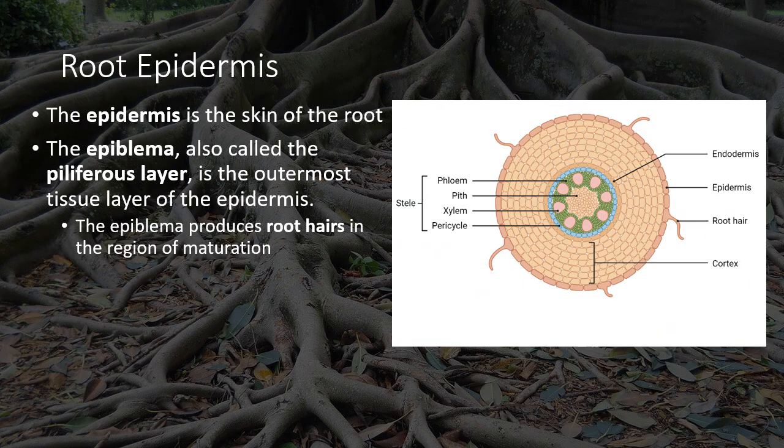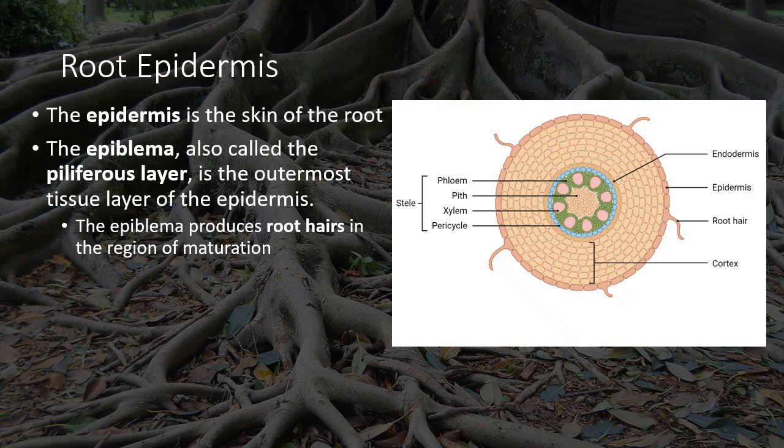The first layer is the epidermis. We're going to start from the outside and move inward. The epidermis is the skin of the root. It's also sometimes called the epiblema or the piliferous layer, and that's the outermost tissue layer of the epidermis, which produces the root hairs. Piliferous means hair producing or hair bearing. The pili root word means hair.